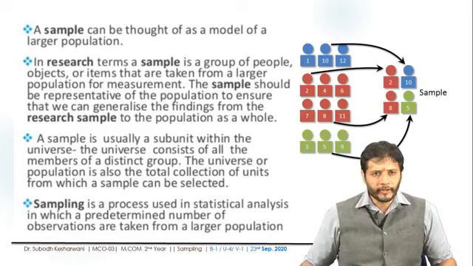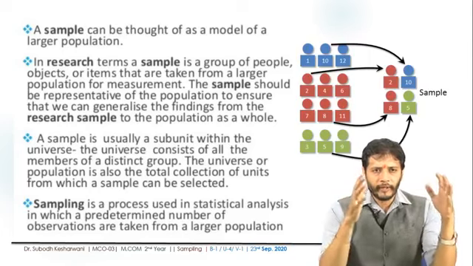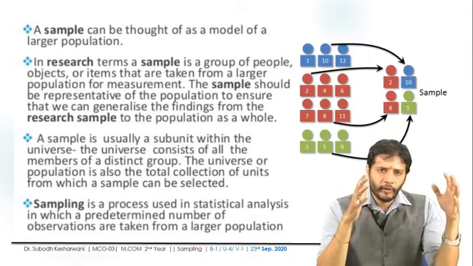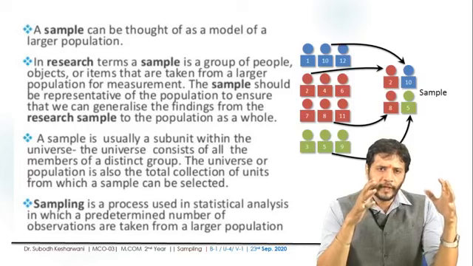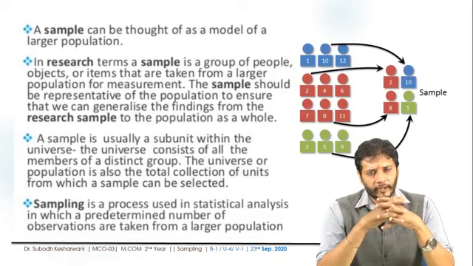If we talk in research terms, a sample is a group of people, objects or items that are taken from a larger population. So you have one bigger circle, one whole universe or population, and from there you take a small measurement. The sample should be representative of the population, that is very true.